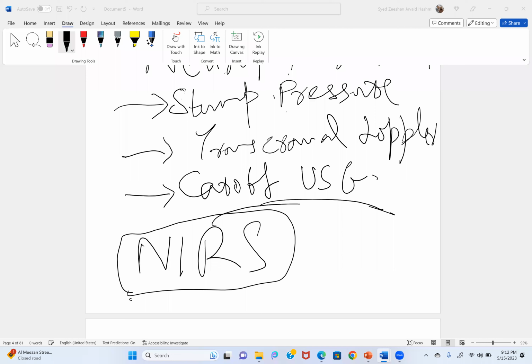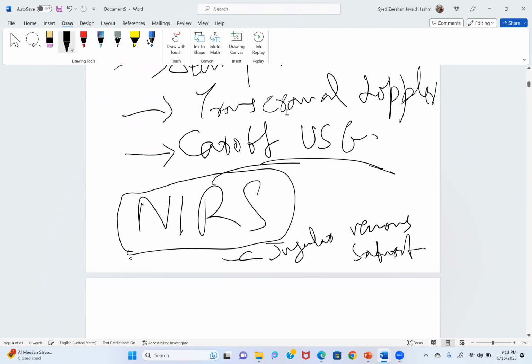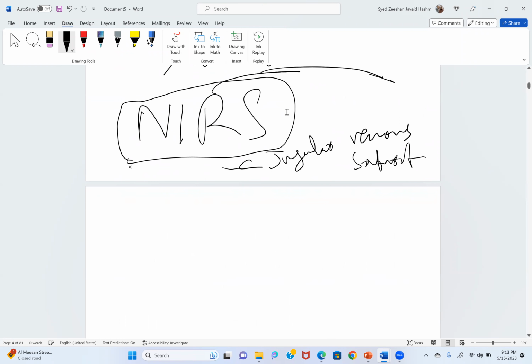Okay. Then another thing is jugular venous saturation. So anyways, these are some of the detailed concepts about neurophysiology and neurophysiology monitoring. Okay.